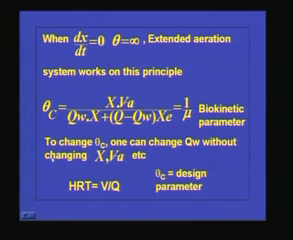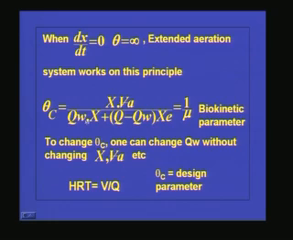If you want to change theta c, because we have seen that this is the most important design parameter of the activated sludge process or any biological process, that is how much time we can retain the sludge in the system. If you want to get different efficiencies or modify your system, we have to change the design parameter theta c. So how can we change theta c without affecting the volume of the tank, because once we design the tank, the volume will be fixed?